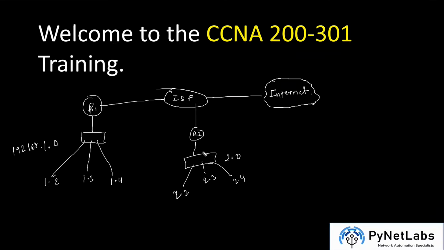Now if we configure routing, as in our Packet Tracer labs, between these two routers, these devices will be able to communicate, right? Since they are in different networks, after the configuration of routing, they'll be able to communicate.